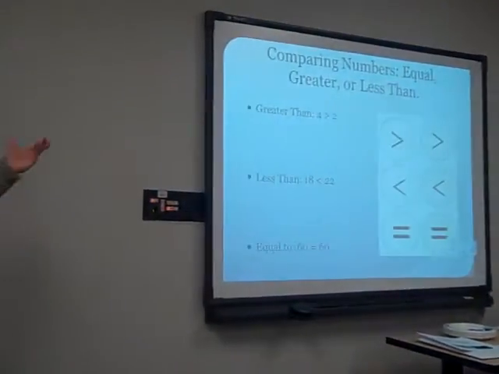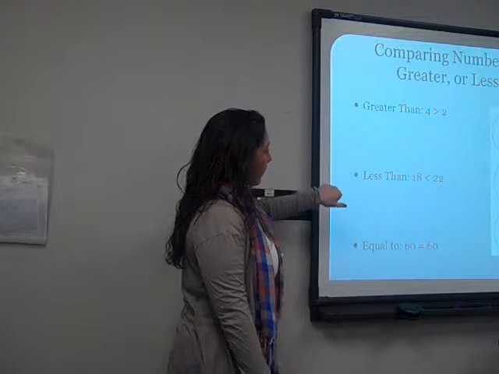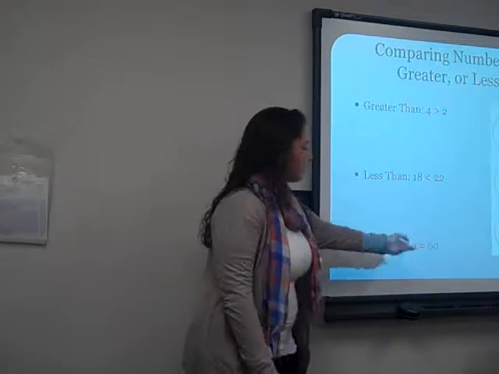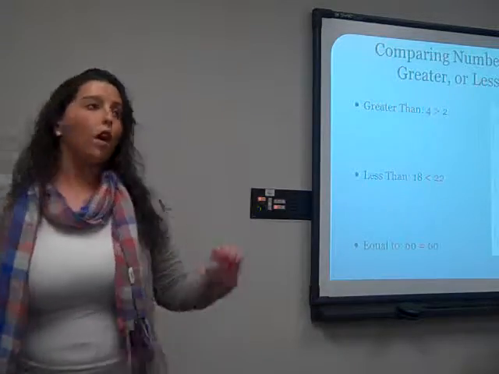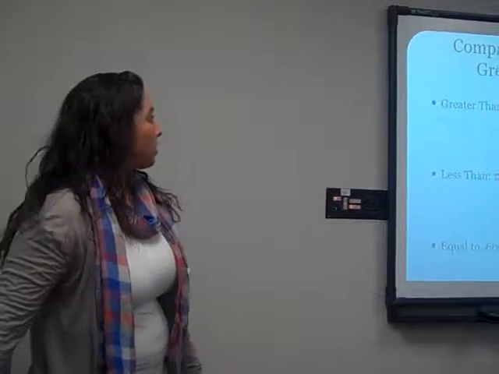Okay, so we were just showing an example with the greater than sign. So 4 is greater than 2. With the less than sign, 18 is less than 22. And with the equal sign, 60 is equal to 60. These are 3 basic symbols that definitely need to be reinforced to the students.